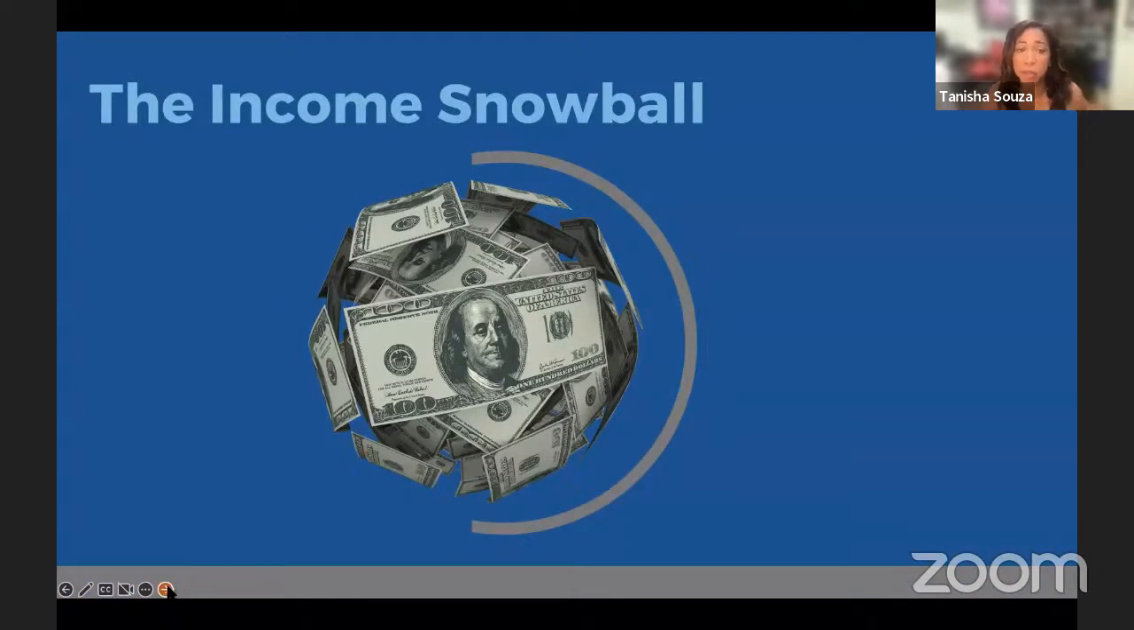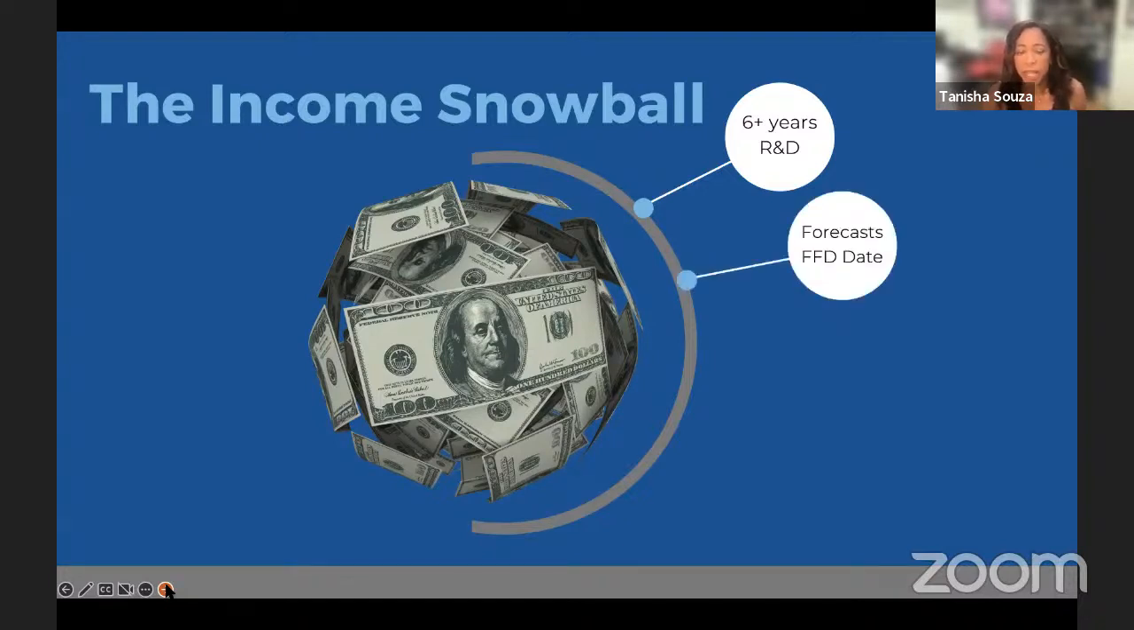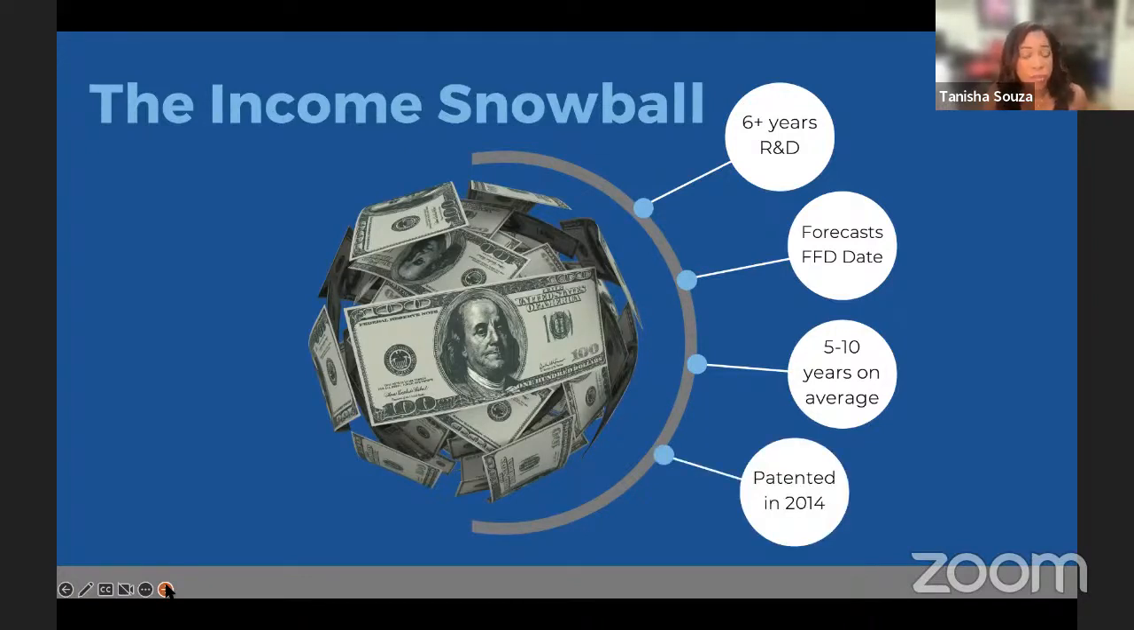Let me tell you a little bit about the Income Snowball first. This is just a quick overview. Before I received the patent, we spent about 6+ years in research and development. It's a patented calculator that forecasts the financial freedom date. The average person, somebody with few or no assets but $1,000 to $2,500 or more in excess cash flow after they pay their monthly expenses, can typically retire in 5 to 10 years and have that income continue to roll in for the rest of their lives. It was patented in 2014.